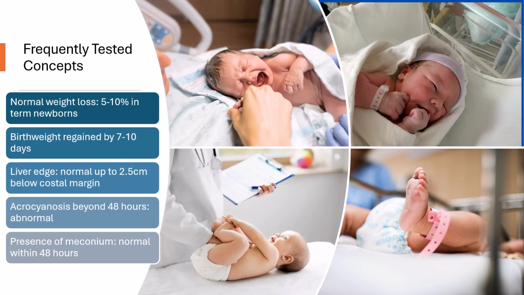Some concepts appear repeatedly on the exam. Normal weight loss in term newborns is 5 to 10% of birth weight, with birth weight typically regained by 7 to 10 days of life. The liver edge can normally be palpated up to 2.5 centimeters below the right costal margin, without indicating hepatomegaly. Acrocyanosis is normal in the first 48 hours, but abnormal beyond that time frame. Meconium passage normally occurs within the first 48 hours of life, with delayed passage suggesting obstruction. These specific values and timelines frequently appear in clinical scenario questions, so commit them to memory.